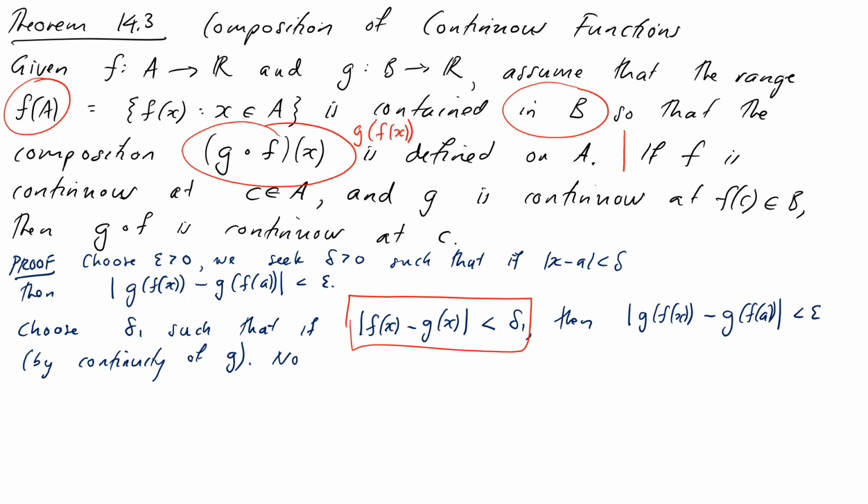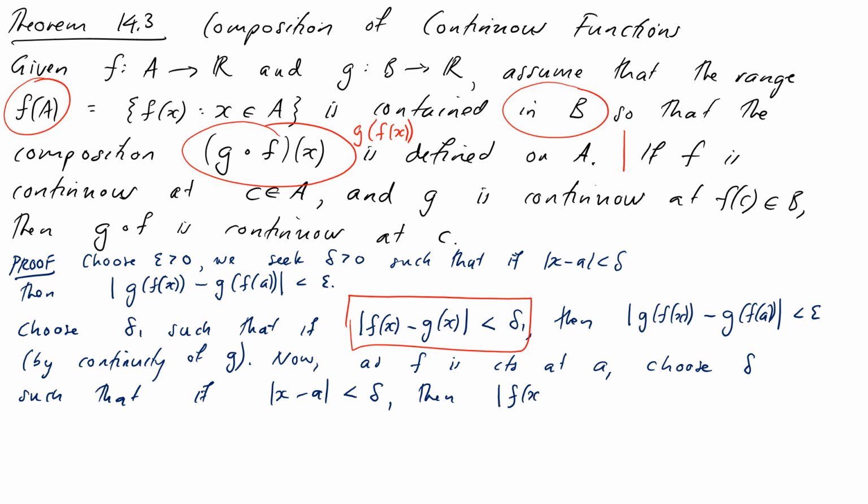So now, as f is continuous at a, choose delta, this is the actual delta we're looking for now, such that if the absolute value of x minus a is less than delta. Now remember, we should be really saying and x is in the domain a, but we can kind of leave that off with the understanding that that's true. Then the absolute value of f of x minus f of a is less than delta 1.